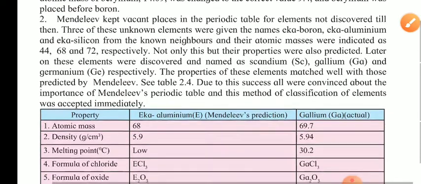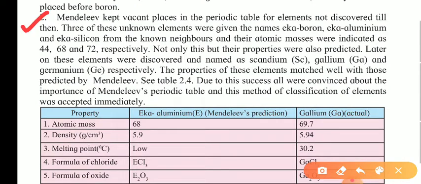Second, Mendeleev kept vacant places in the periodic table for elements not discovered till then. As I already told you, in the table he left some vacant spaces, because those elements were not discovered at that time. 3 of these unknown elements were given the names Eka boron, Eka aluminium and Eka silicon from the known neighbors, and their atomic masses were predicted as 44, 68 and 72 respectively.